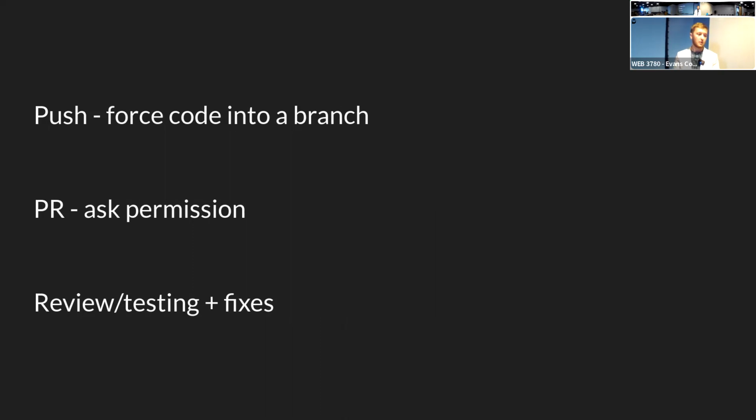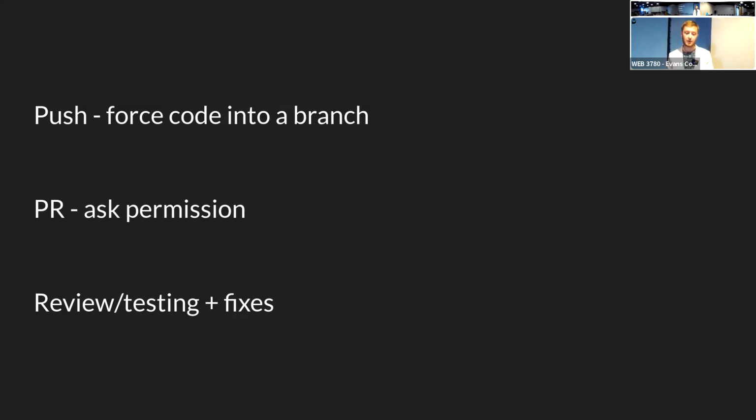So there's a couple things we have to know about Git and GitHub. So when we're pushing, we're essentially trying to force code into the branch. So we're saying, you don't have this code. I'm saying this code is good. You should take this code. That is fine and it works for some occasions. But in general, we want to ask for permission, especially if we're working on somebody else's project or collaboratively.